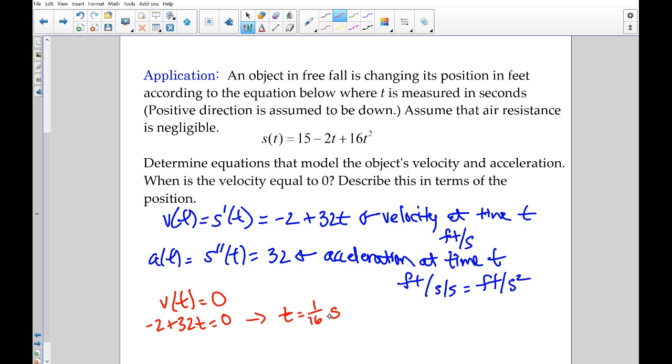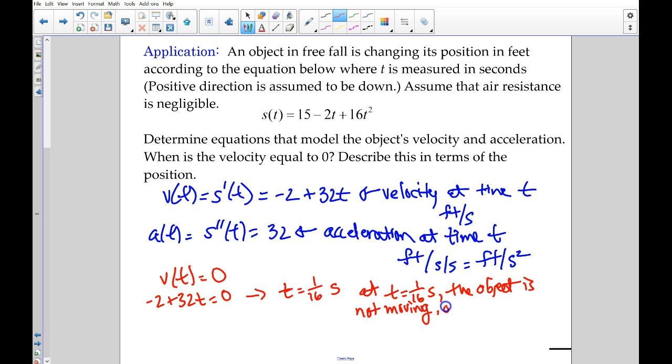So what this means is that at time t equals 1/16 seconds, the object is not moving. So the distance is not changing. The object is not moving, or the position is not changing.